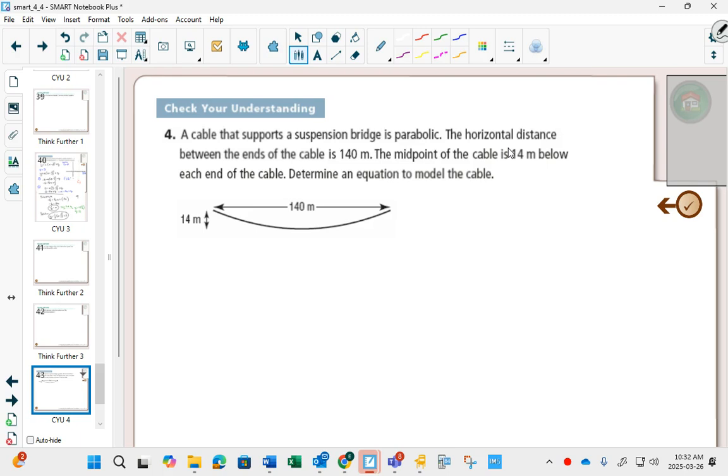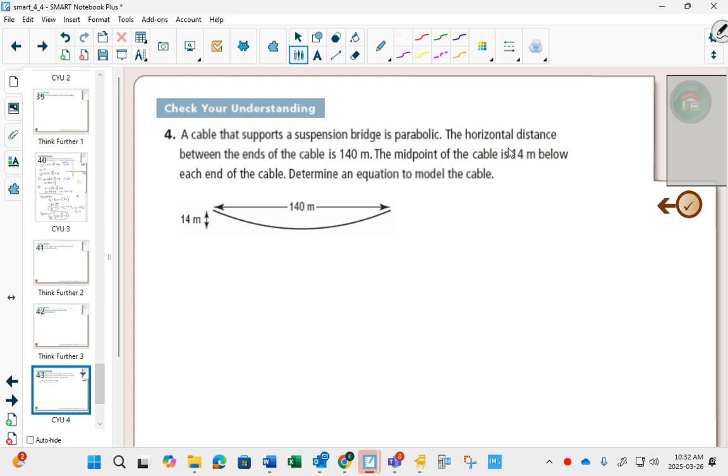Word problem, everybody's favorite. A cable that supports a suspension bridge is parabolic, meaning it's in the shape of a parabola. The horizontal distance between the ends of the cable is 140 meters, and the midpoint of the cable is 14 meters below the end of the cable. And we want to create an equation for this cable.